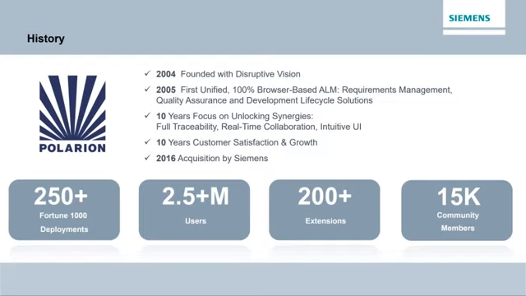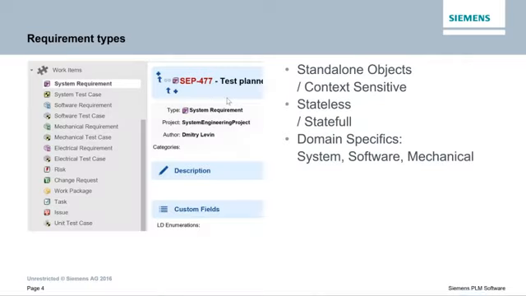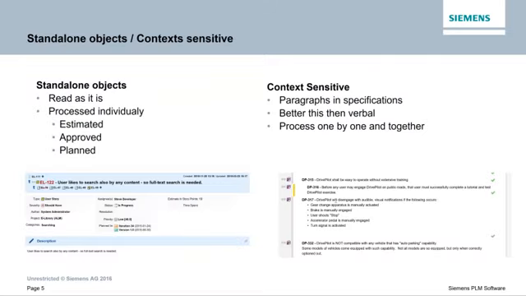So let's start. So we'll speak about the requirements management, and I always think that it's quite important to understand even the very high-level best practices in the requirements management that starts with really some kind of categorization of the requirements or understanding that there are really different requirement types. So the first categorization I would like to speak about is about standalone objects versus context-sensitive requirements.